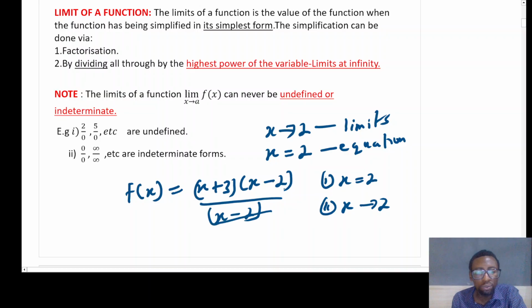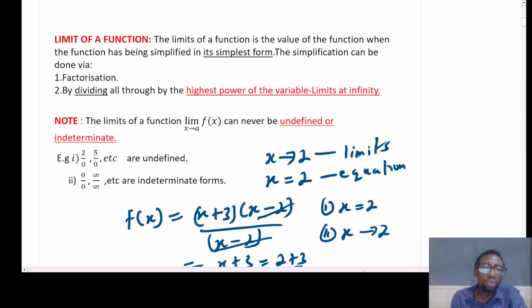In this case, I can see that there's x minus 2 here, there's x minus 2 here, so I cancel out. So I'll be left with what? x plus 3. So x plus 3 is the simplest form. At this point, I can now substitute my value of x. This is now 2 plus 3. And that will give me what? 5. So this is the limit of this function as x tends to 2. So that's why we said the limit of the function is the value of the function when the function has been simplified in the simplest form.